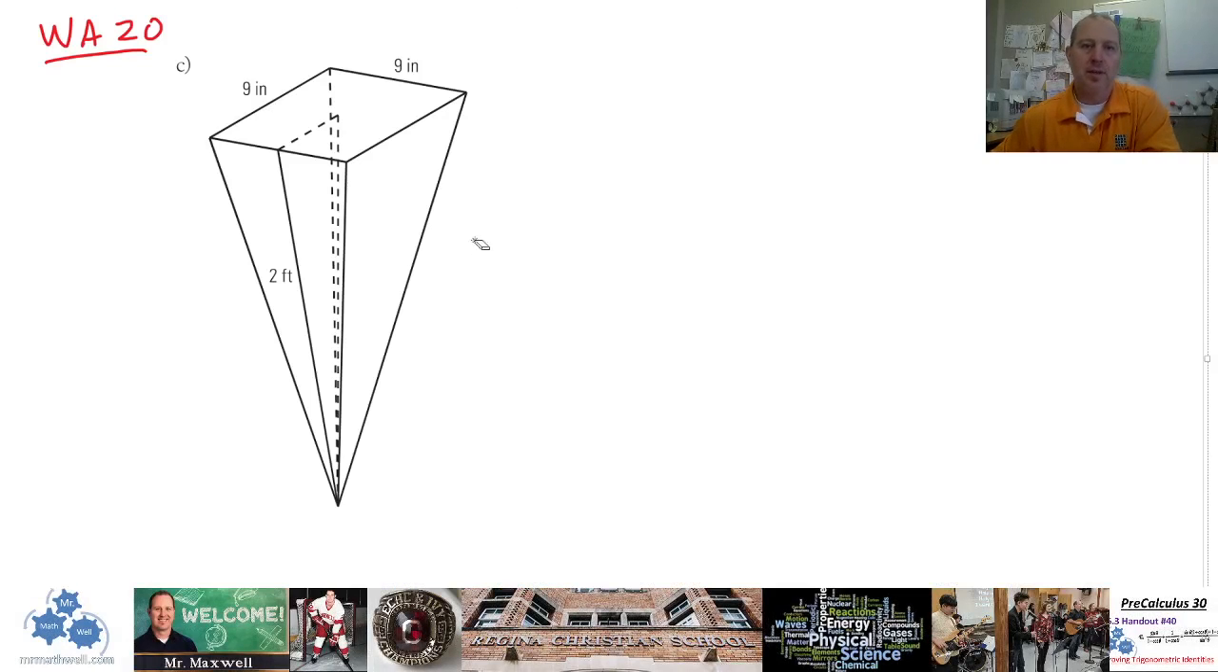All right, we're taking a look at this question here in Workplace and Apprenticeship Math 20, and we're taking a look at volumes of pyramids. Now, this is a pyramid. It's just flipped upside down, so don't let it fool you. Don't let it freak you out here.